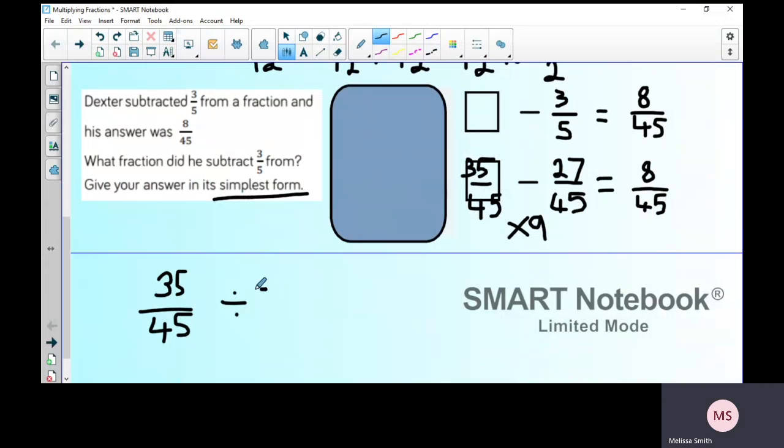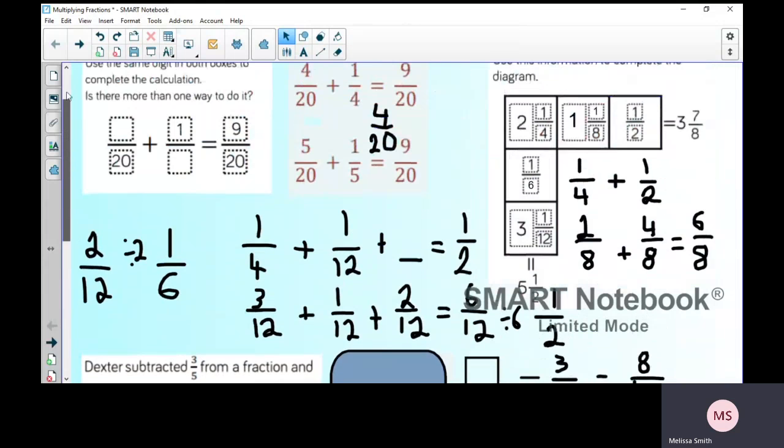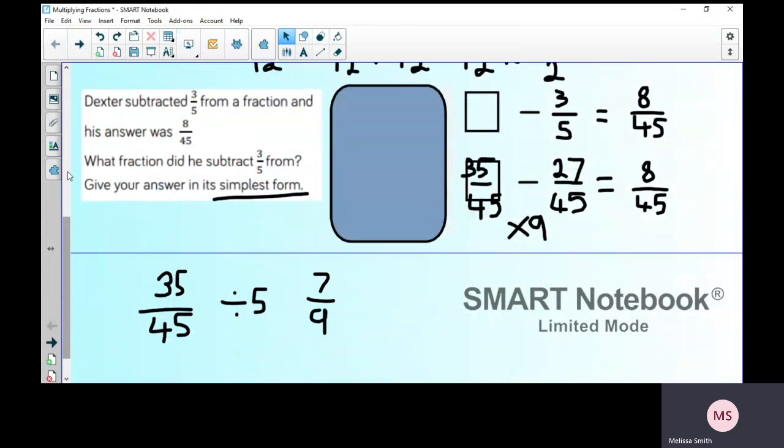5. 35 divided by 5, 7. 45 divided by 5, 9. Therefore, 7/9 subtract 3/5 will get me the answer of 8/45. Right, excellent. So that's the answers for our challenge questions based on yesterday's video.